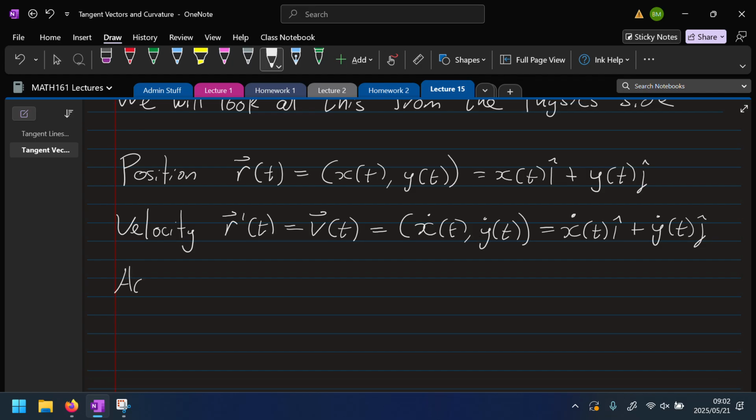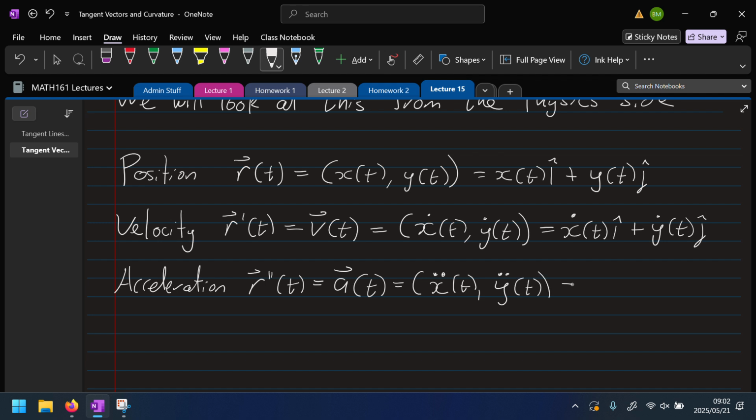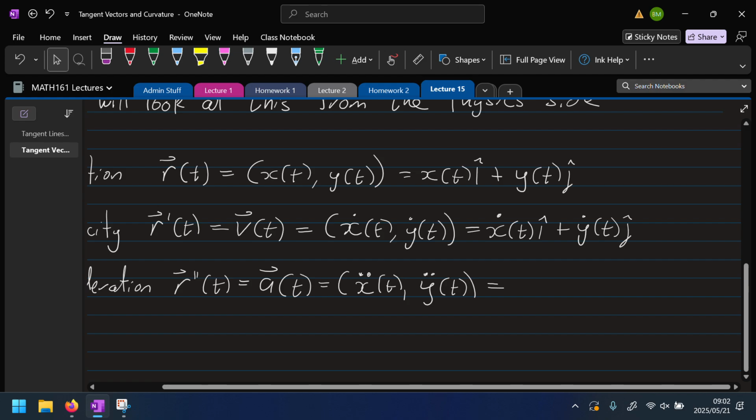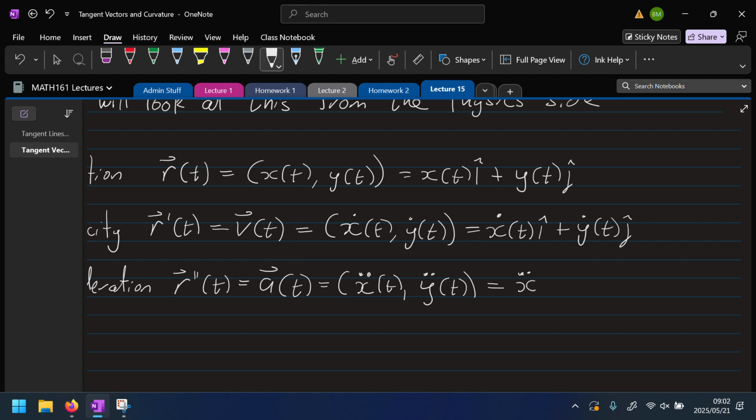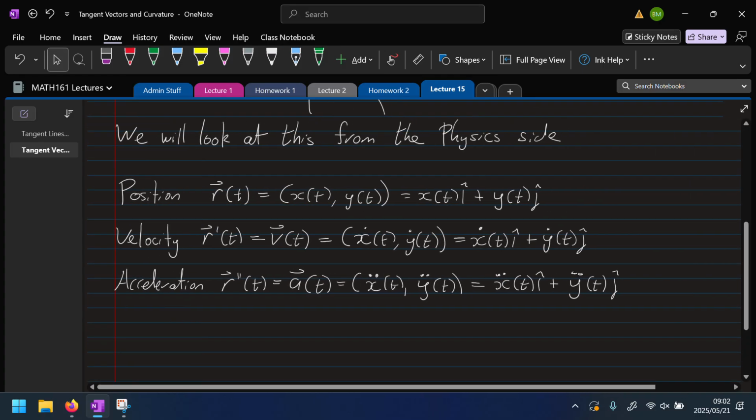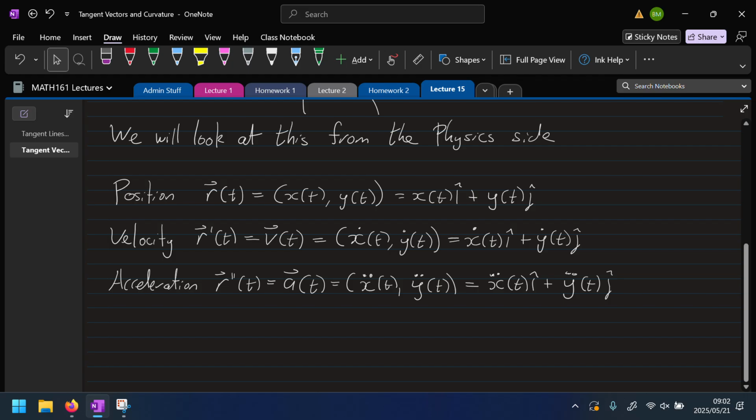Then the acceleration. That will be r double prime. So a second derivative of position gives you the acceleration. We call that a. So that will be x double dot of t, y double dot of t. Again, you could write it in terms of the unit vectors. So that will be x double dot of t i hat plus y double dot of t j hat. And if you had z, you would put z double dot k hat.